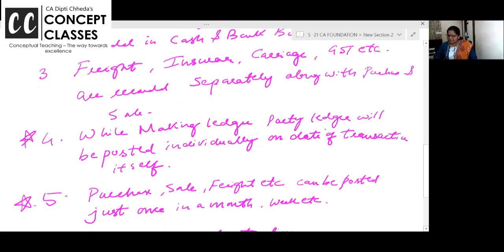While making ledgers, the party ledger will be posted individually. Yes or no? Purchase to Ram, purchase to Rahim, purchase to Suleiman. So parties will be credited immediately, but the purchase ledger will be debited monthly once. Why? Because daily, as the transaction happens, I record it in my subsidiary book. Then weekly, every 15 days or monthly, I can total the subsidiary book and post it.